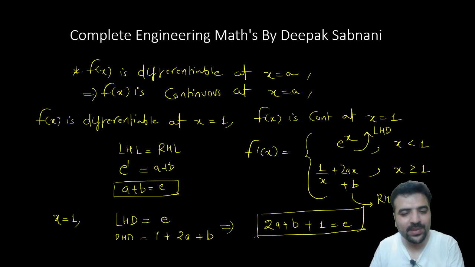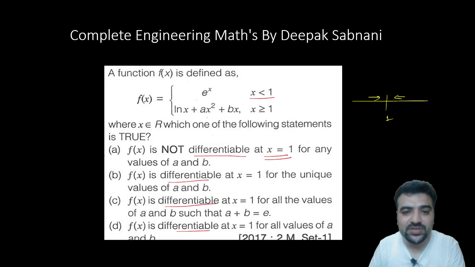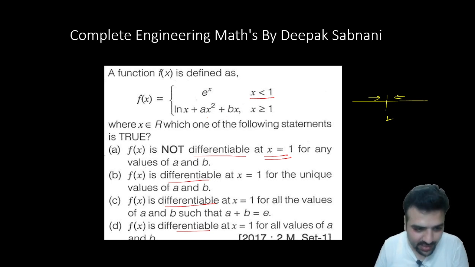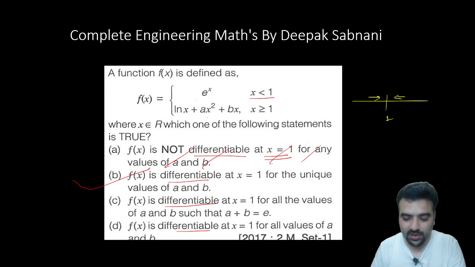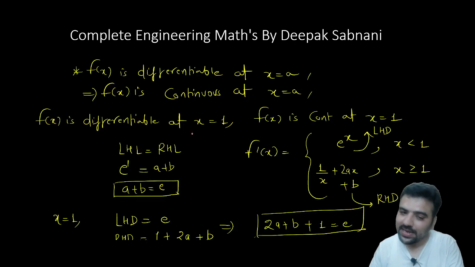If a is minus 1, b will be e minus a, that is e plus 1. So for this unique value of a and b, when a is minus 1 and b is 1 plus e, this function is continuous and differentiable, or you can say it is differentiable, because if it is differentiable, then surely it is continuous. Now you can see the options. f(x) is not differentiable at x equal to 1 for any value? No, it is differentiable for one value. f(x) is differentiable at x equal to 1 for a unique value of a and b. This is true: when a is equal to minus 1 and b is equal to 1 plus e, then it is differentiable.